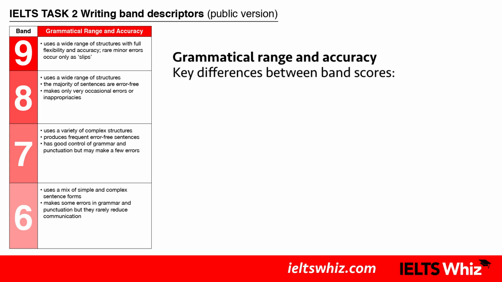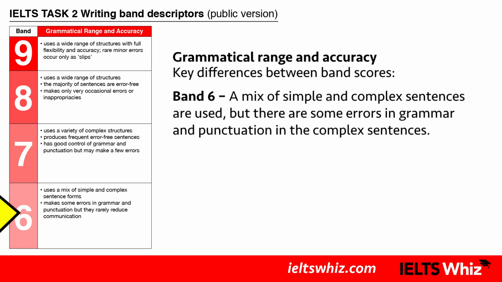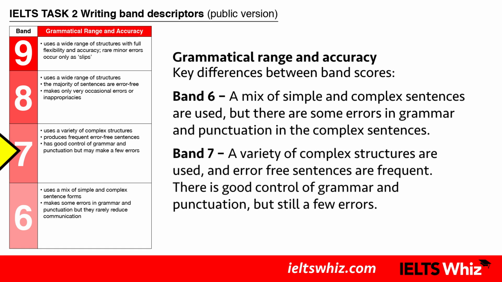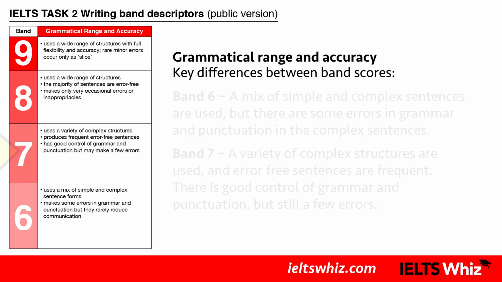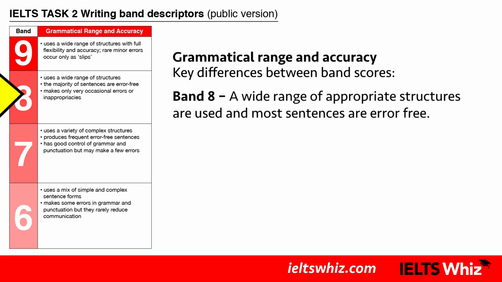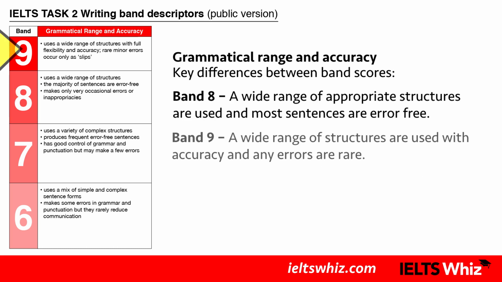The key differences between the band scores are: for Band 6, a mix of simple and complex sentences are used, but there are some errors in grammar and punctuation in the complex sentences. For Band 7, a variety of complex structures are used and error-free sentences are frequent. There is good control of grammar and punctuation, but still a few errors. For Band 8, a wide range of appropriate structures are used and most sentences are error-free. For Band 9, a wide range of structures are used with accuracy and any errors are rare.